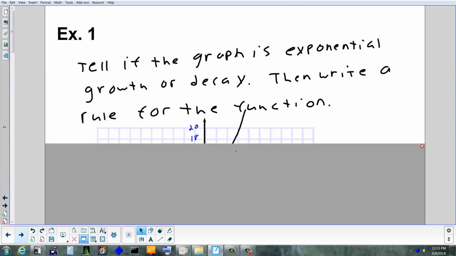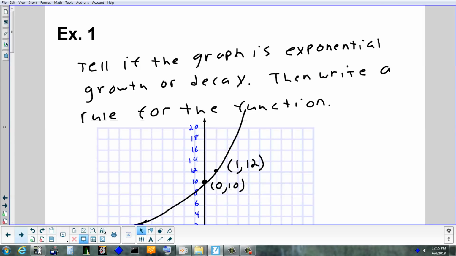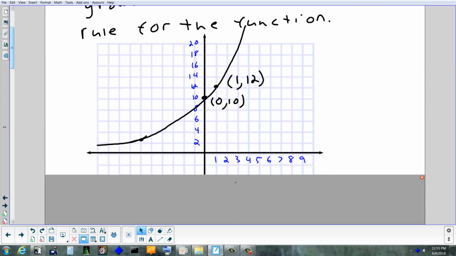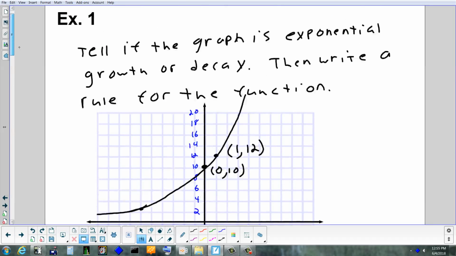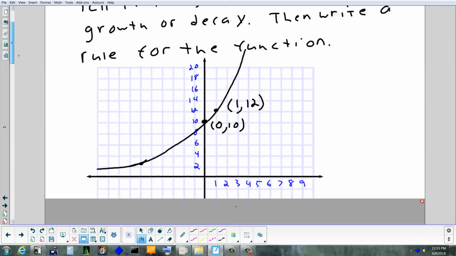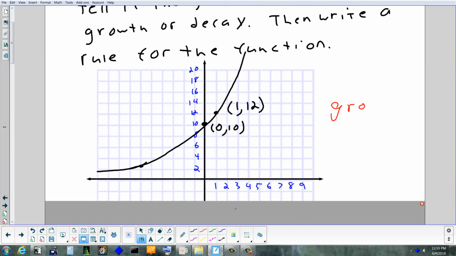So let's look at it right here. It says, tell me whether this is exponential growth or decay. That's growth, right? How do we know it's growth? It's not going down to the right. It's going up to the right. So we call that growth, right? So we'll start with that. It says, write whether it's growth or decay. This is growth. Okay, so that's the first part.